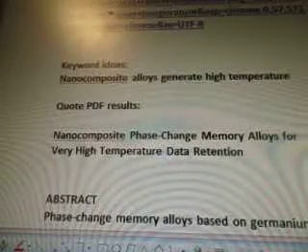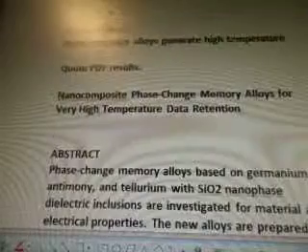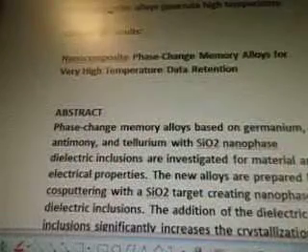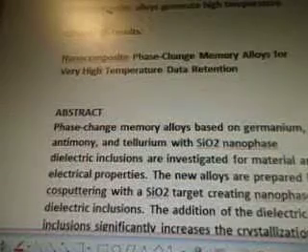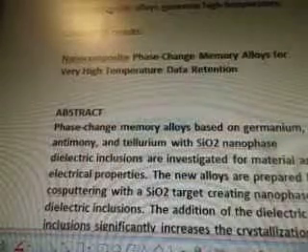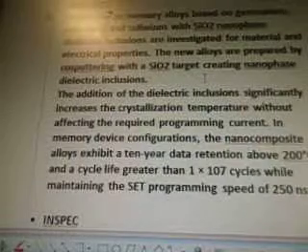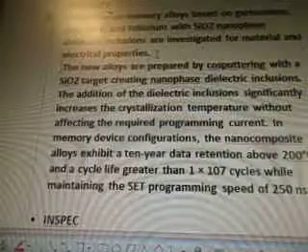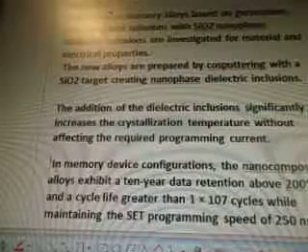So the keyword ideas are: nanocomposite alloys generate high temperature. So I quote from some PDF results: nanocomposite phase change memory alloys, very high temperature data retention. So when I Googled these words together, this is what came up. Abstract, and I didn't break it down, sorry, all clumped together there. It's easier to read it when it's just in different little paragraphs, right? A little easier on the eyes.